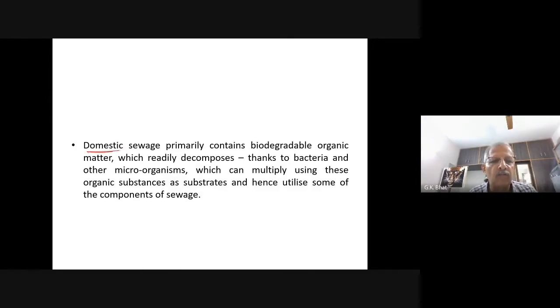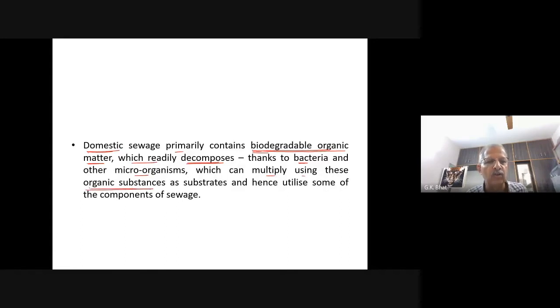The sewage that comes out from households, from residences. Domestic sewage primarily contains biodegradable organic matter. Most of the time, the wastewater that comes out from our houses includes biodegradable organic matter, which readily decomposes. There is no problem. This wastewater from our day-to-day use in the houses can be readily decomposed thanks to the bacteria and fungi present in it, which can multiply using these organic substances.